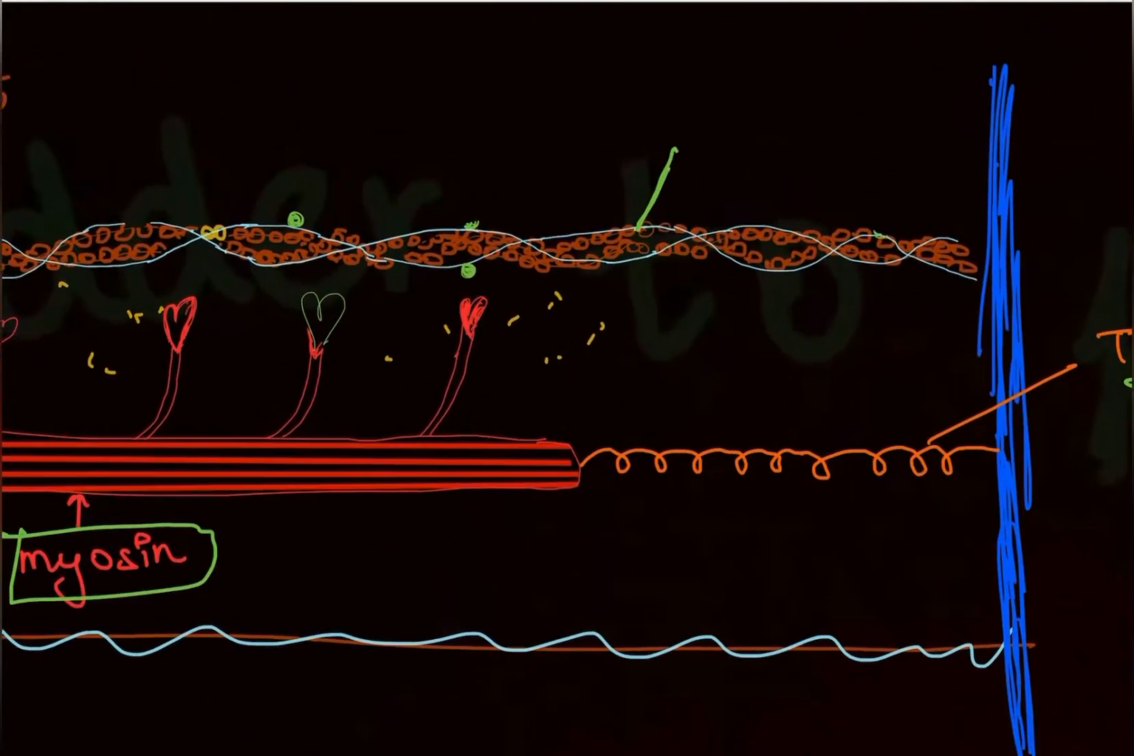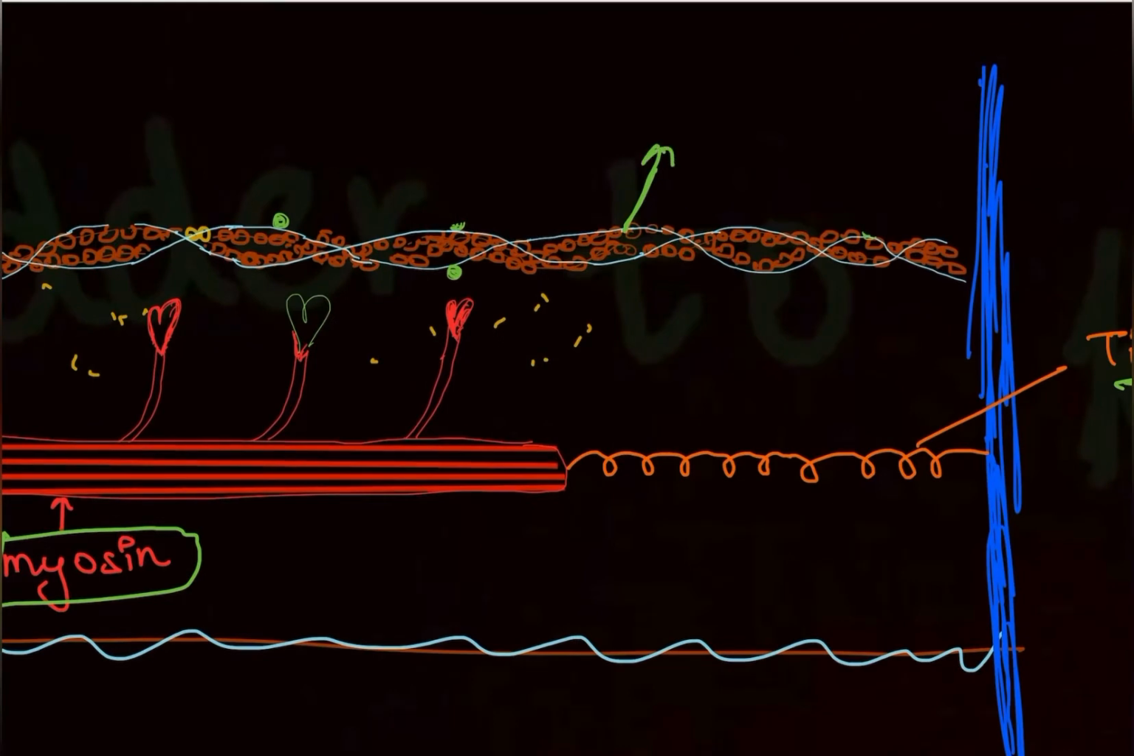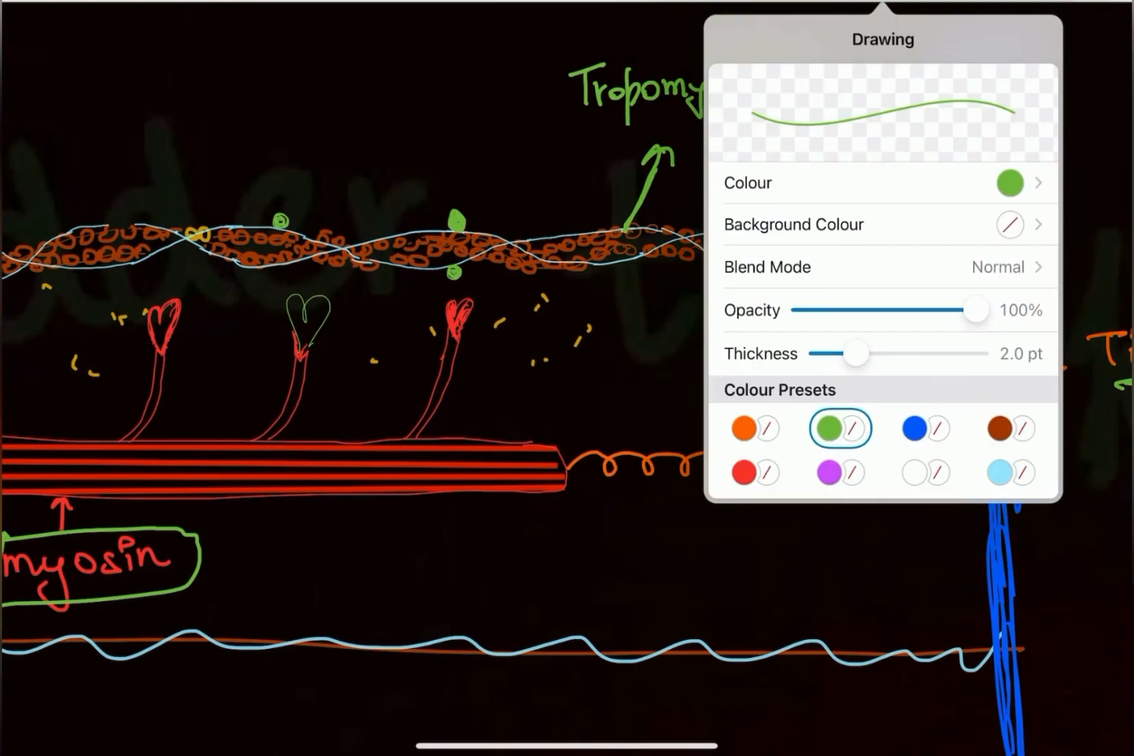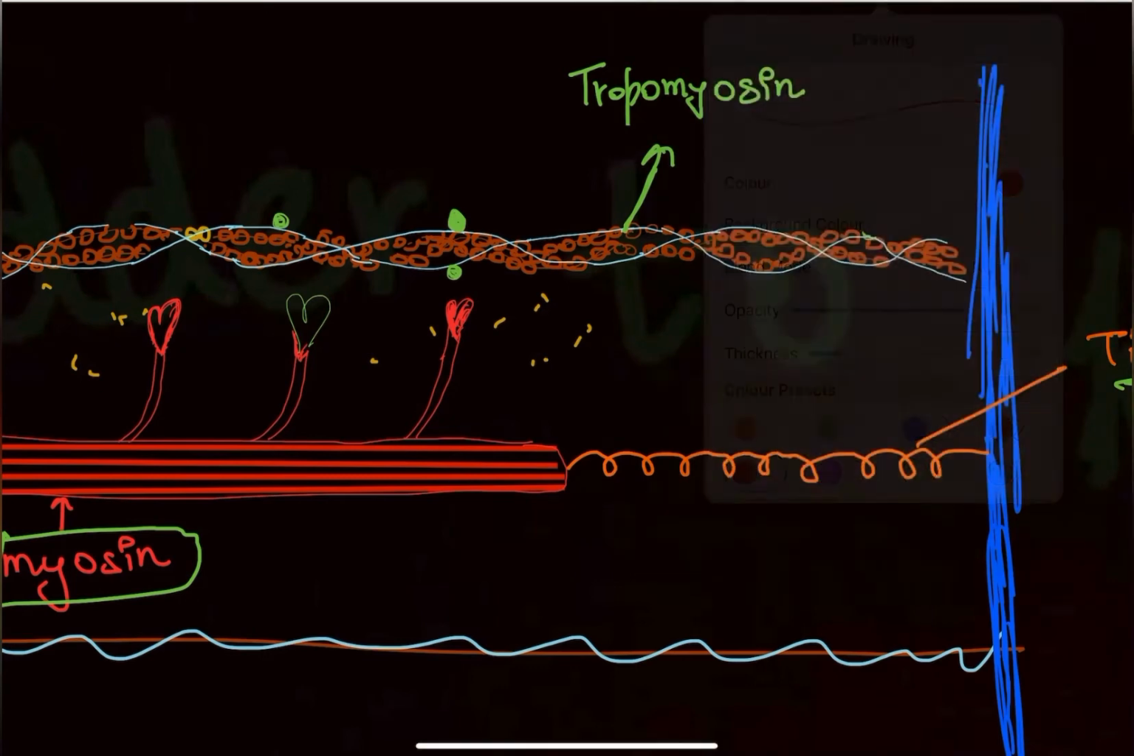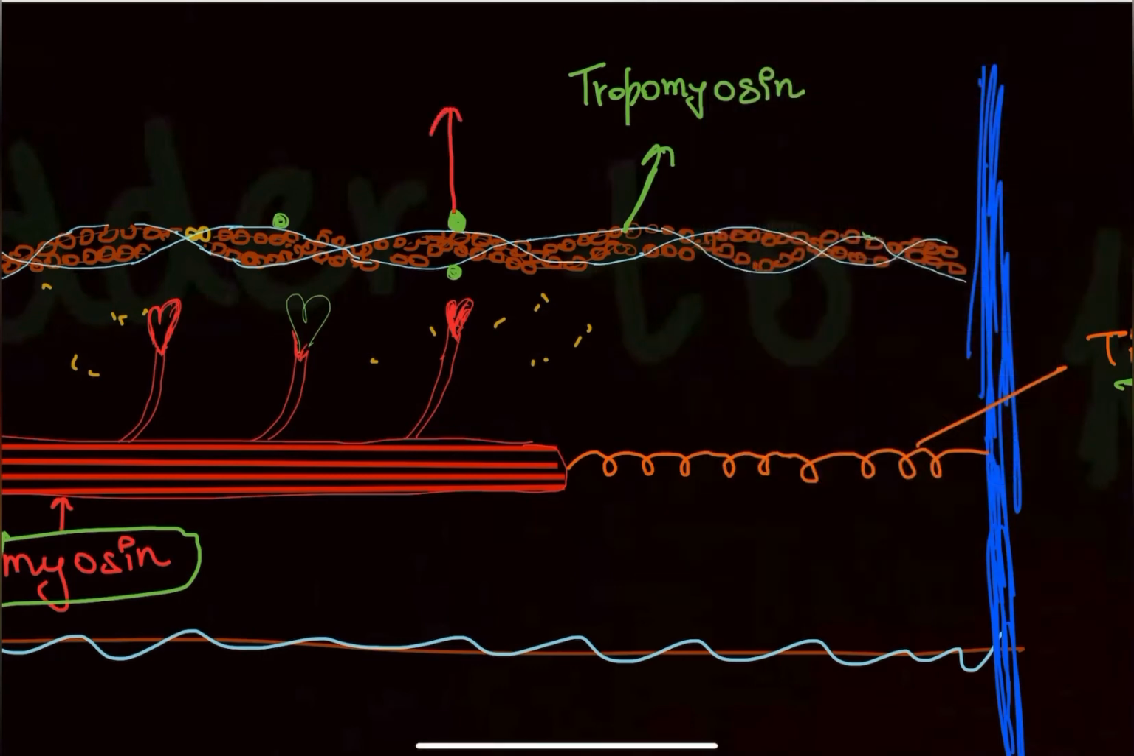this blue thing, known as tropomyosin. Okay, and this tropomyosin has some active sites. You know, active sites are specific for some molecules, and these active sites are specific for this protein, which is known as troponin.